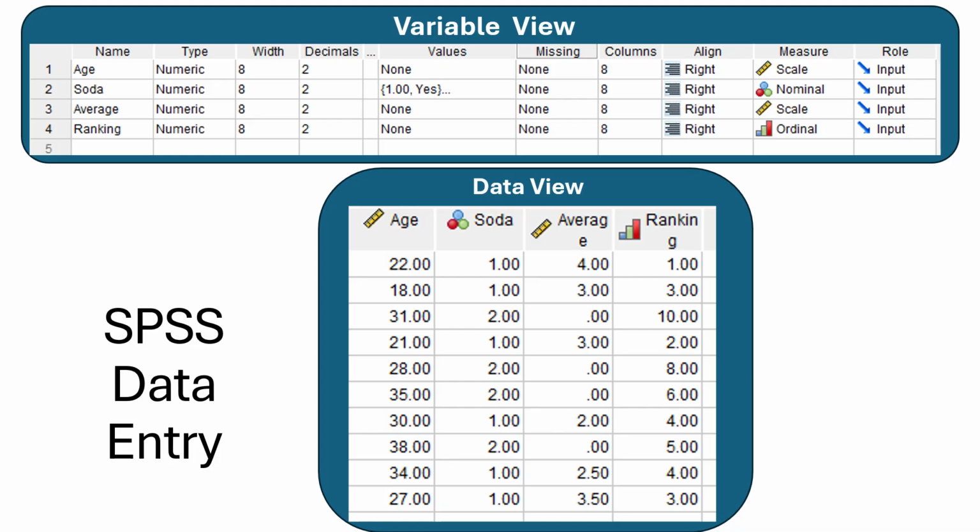The top image is the variable view of SPSS, and then the middle image says data view. The data view is where you copy and paste your numerical numbers or type them in, and then you switch to variable view to name your variables and set your scale of measurement. So again, we will be using age and soda. Age is our scale variable and soda is our nominal dichotomous variable. We want to see if there's a relationship between whether or not someone drinks soda and their age.